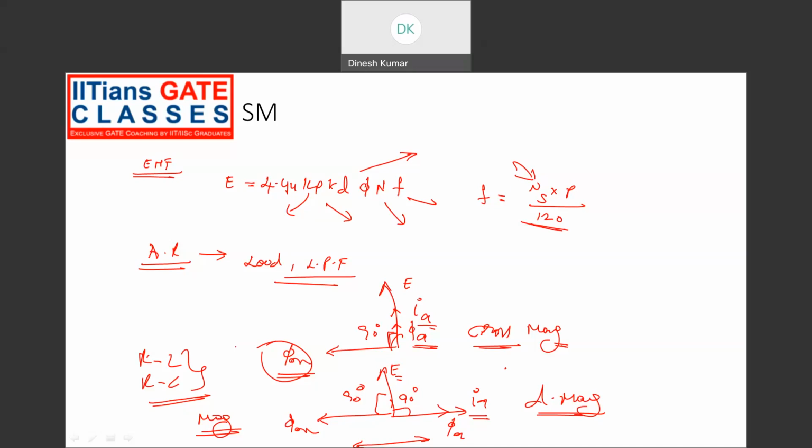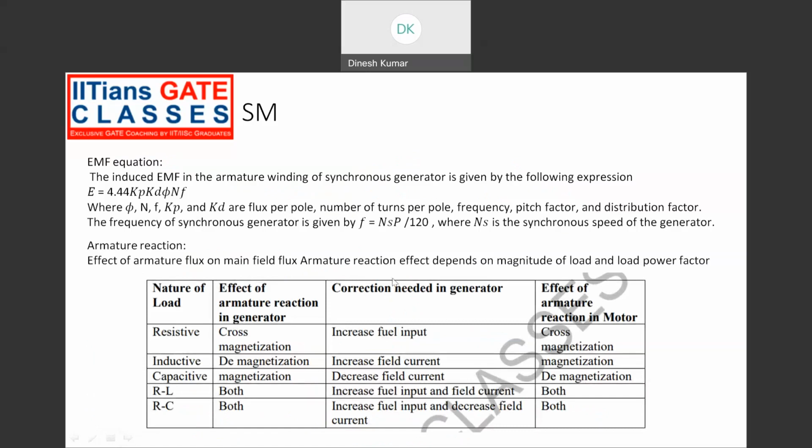Let's go to the next slide. So this is what we have discussed in the earlier slide: the EMF expression and the effect of armature reaction. Now the correction. Suppose we have demagnetization, because of which the net flux decreases. So what we will do is increase the field current so that the flux phi m will increase, and the net flux will increase. So that is the correction needed.